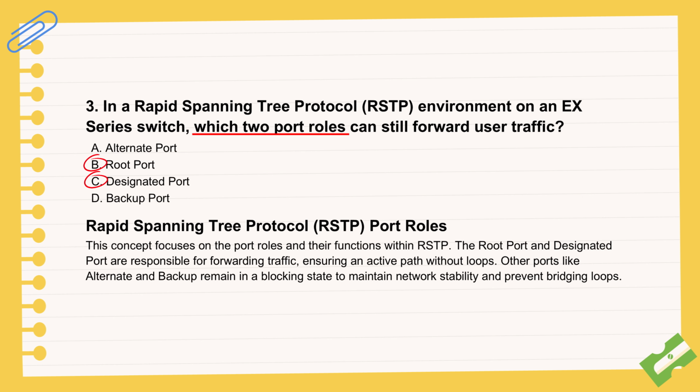Right. Those are deliberately not forwarding. They're in a blocking or discarding state. That's the loop prevention part of spanning tree. So if your port isn't root or designated, it's actively blocking traffic. That's the guarantee. That's the operational guarantee of RSTP, exactly. Keeps the layer 2 world stable.